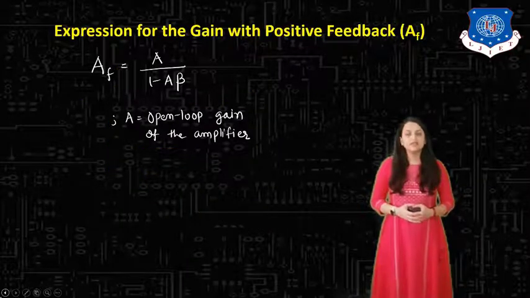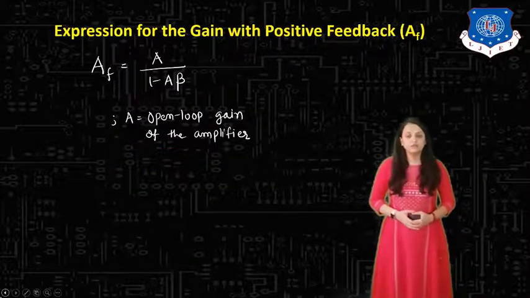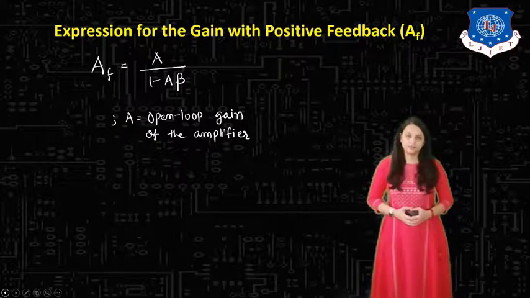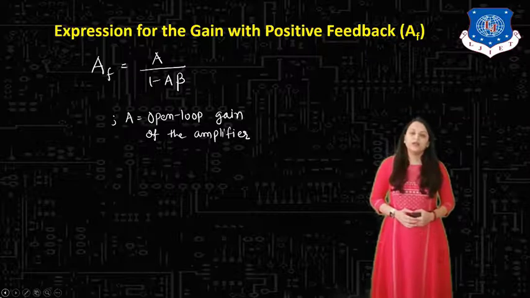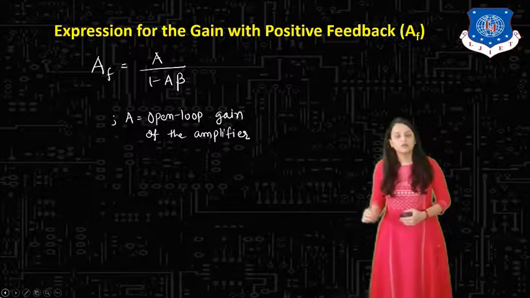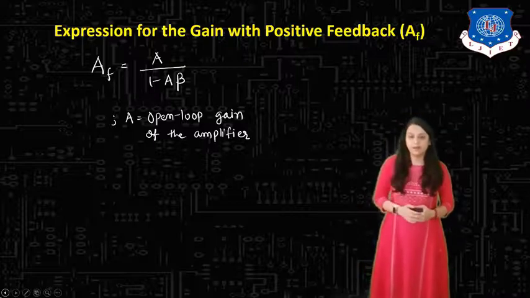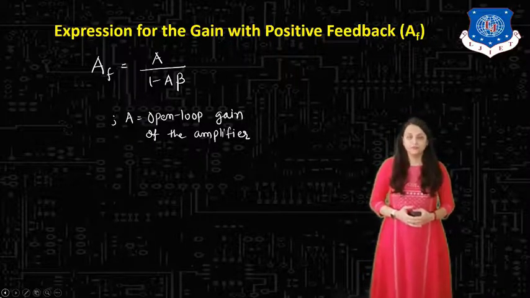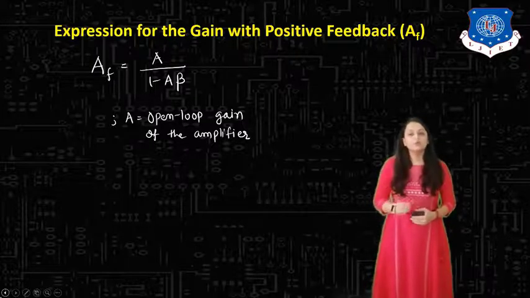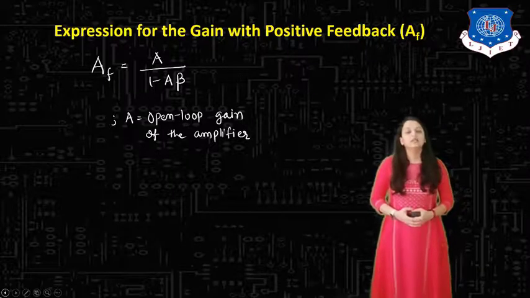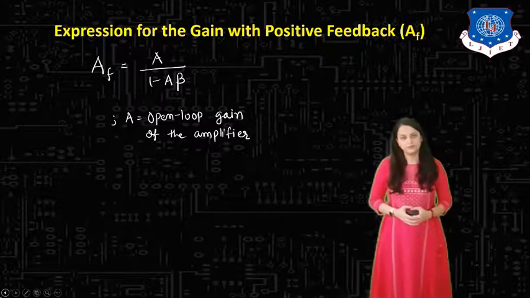Now, let us see the expression for the gain with positive feedback for the oscillator case. If you want to find Af, that is the gain of the oscillator or gain of the op-amp with feedback, it is given as A upon 1 minus A into beta, where A is the open loop gain of the amplifier, or as you can say the gain of the particular amplifier block, and beta is the feedback factor.